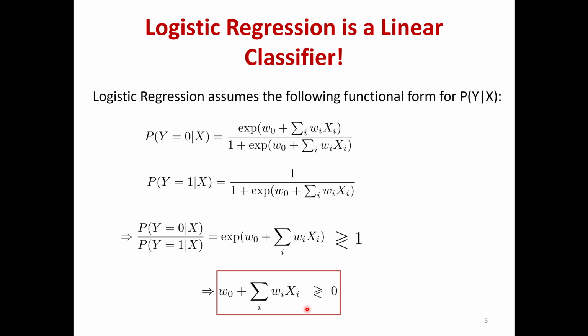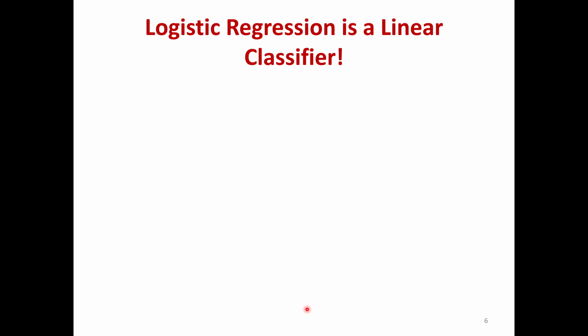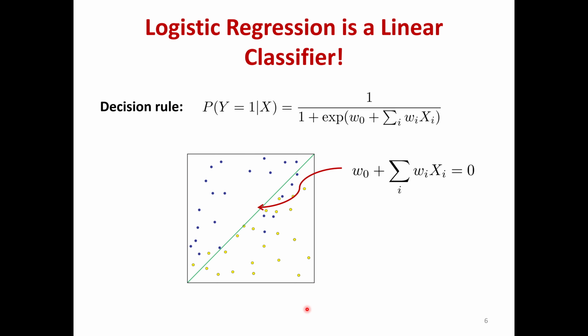But what we got is just a linear expression, so we just need to check when this linear expression is less than 0 and when it's bigger than 0. To visualize this decision boundary, we just have to solve this equation and find a solution when this linear combination is 0.